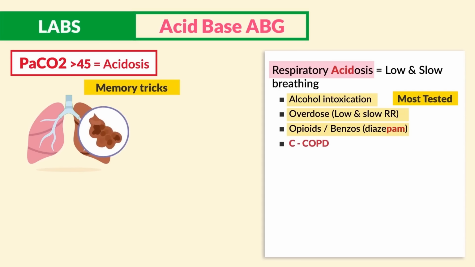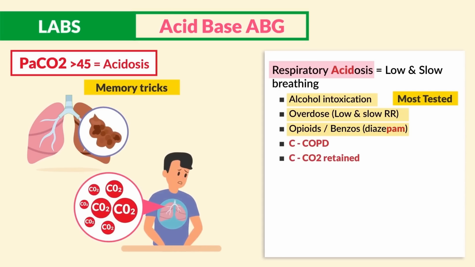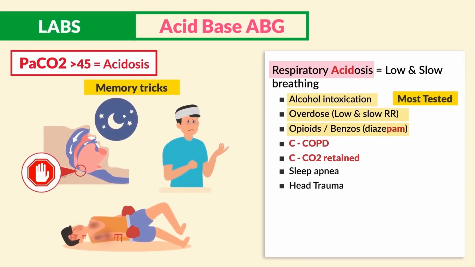And think of C in COPD as C for CO2 is retained. Because in COPD, our chronic obstructive pulmonary disease, just think chronic destructive lungs. The lungs are really destroyed here. And lastly, we have sleep apnea and head trauma, which can lead to low and slow breathing.